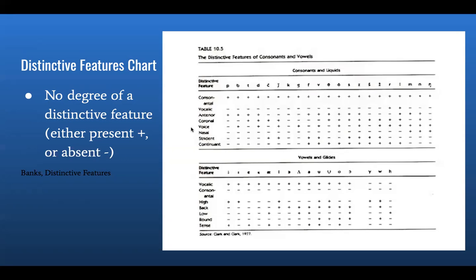So for example, if we're looking at the consonant P and we go down to voice, we'll see that there is a minus sign. That is showing that voicing is absent for this consonant P. There is no degree of voicing. There's no high or low amount of voicing. It's specifically absent. There is no voicing in this consonant.